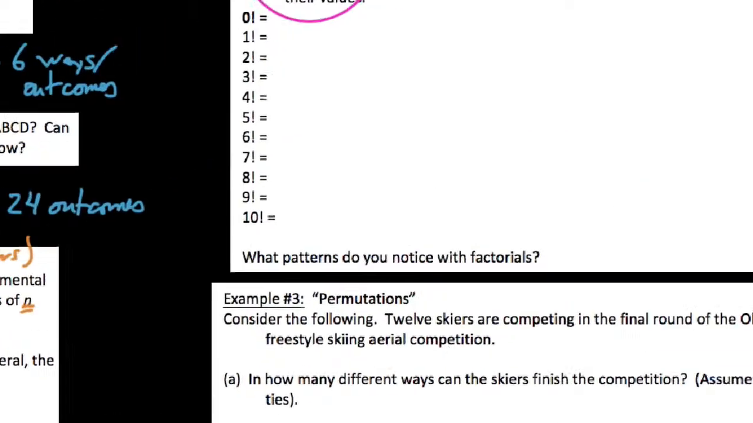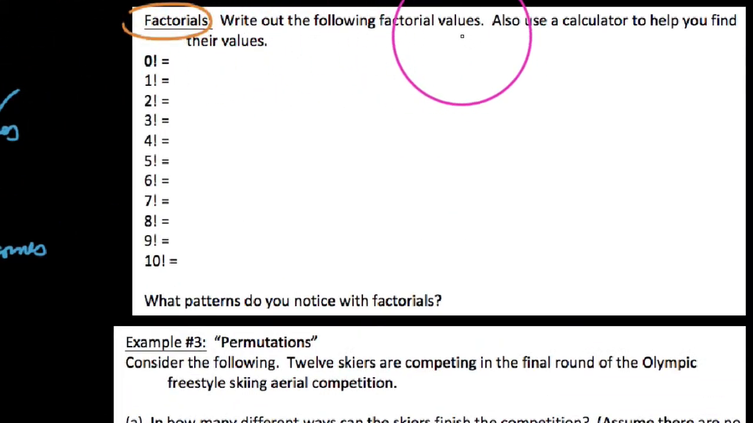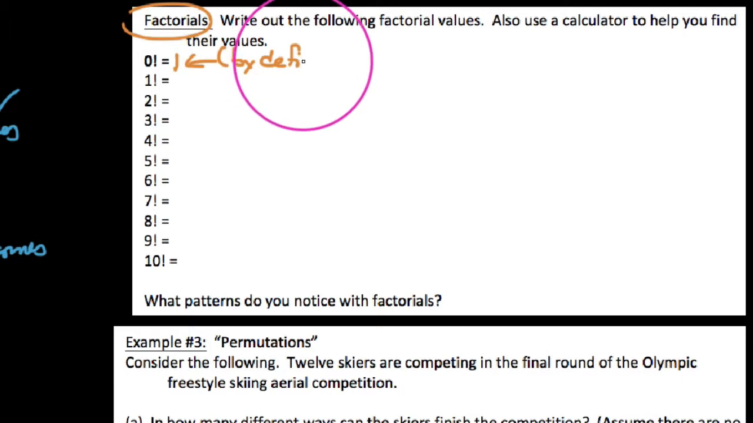So let's go ahead and take a look at values for factorials. It says, write out the following factorial values. Also use a calculator to help you find their values. The very first one I want to communicate to my audience is this: 0 factorial by definition is equal to 1, okay? And I'm going to write a little note here. Just by definition, kind of like anything to the 0 power is 1, this is one of those weird math facts that we accept, that 0 factorial is equal to 1.